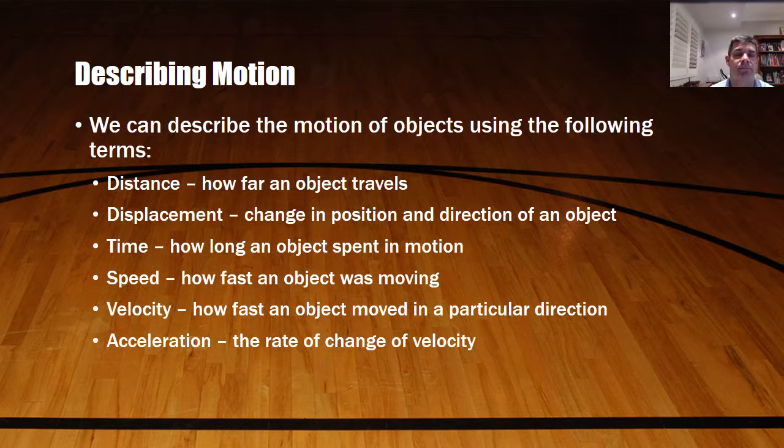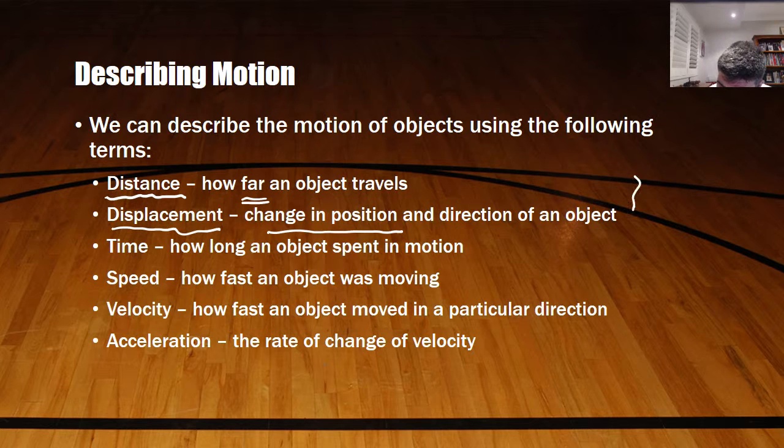And here are some of them. When we're describing motion, there's basically a few important descriptors that we need. The first one is distance. So distance is basically just how far an object travels. Now, similar but slightly different to distance is displacement. And displacement is actually about the change in position of a particular object with respect to a certain direction.